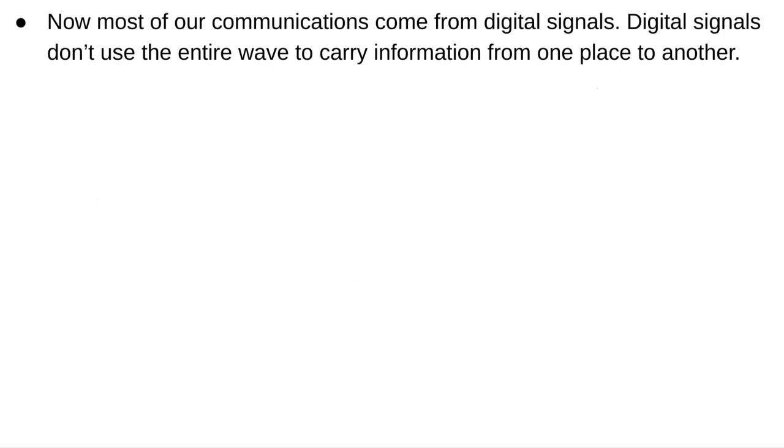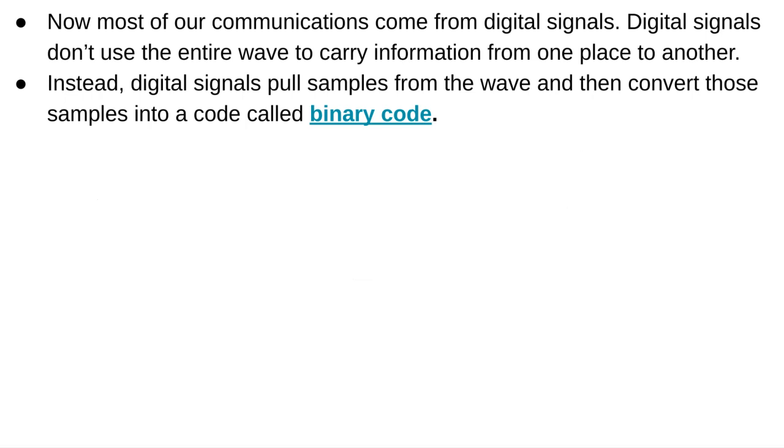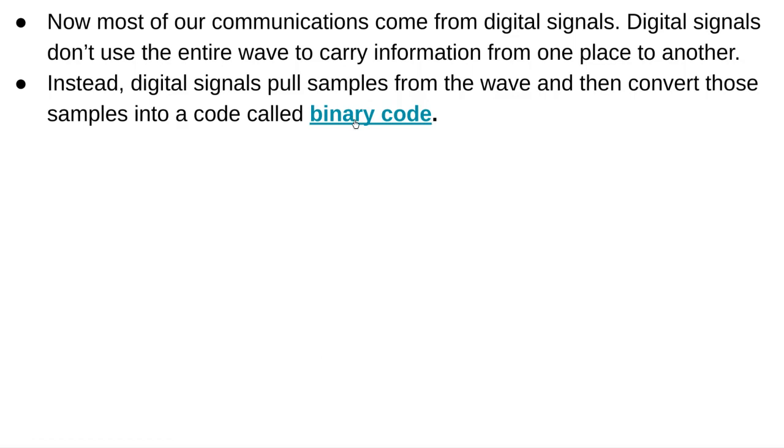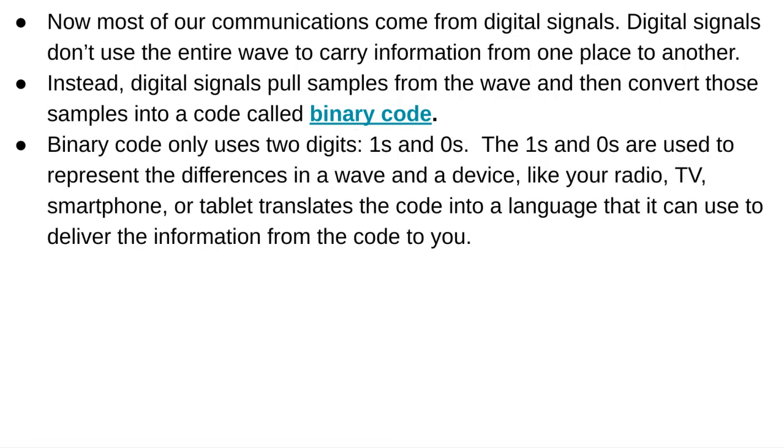Now, today, most of our communications come from digital signals. Digital signals don't use the entire wave to carry information from one place to another. Instead, digital signals pull samples from the wave and then convert those samples into a code called binary code. And there's a video here, and I will put this video in the comments or in the description section of the form if you wanted to learn some more information about what binary code is. So binary code only uses two digits, ones and zeros.